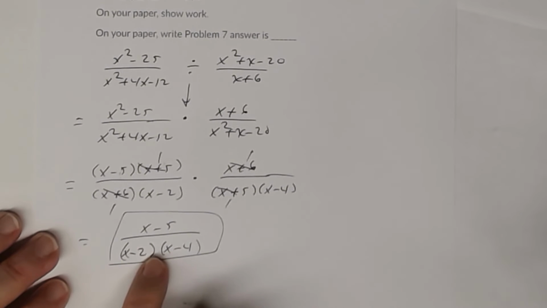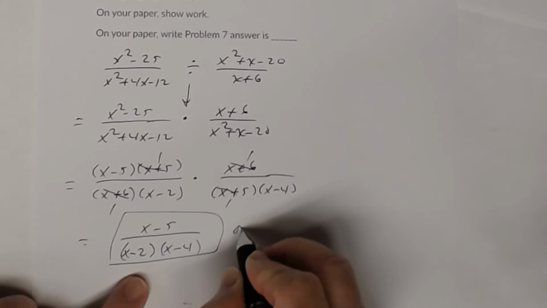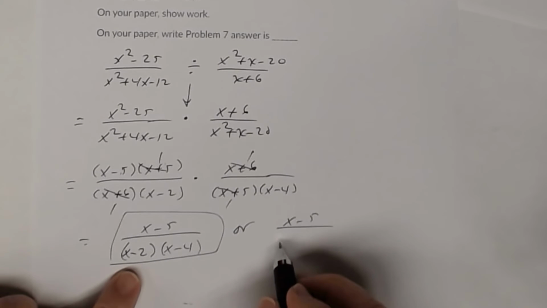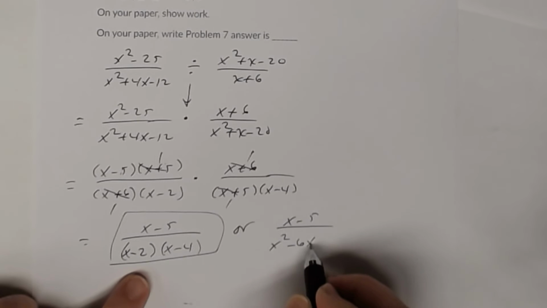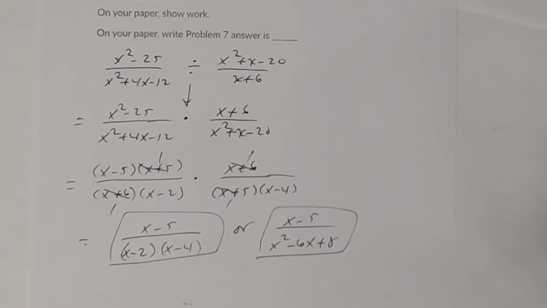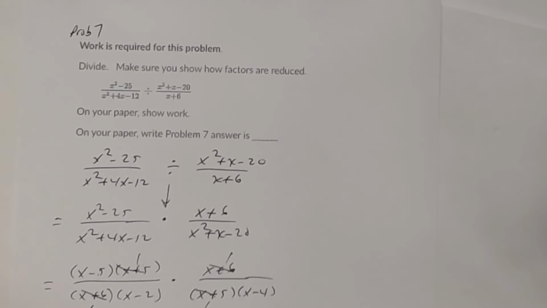Some of you multiplied out the two binomials that are in the denominator, but that's the more preferable one. But some of you did this. You said x minus 5 divided by, and when you FOIL this out, you got x squared minus 6x plus 8. So either one of those is fine. All right, so that is number 7.